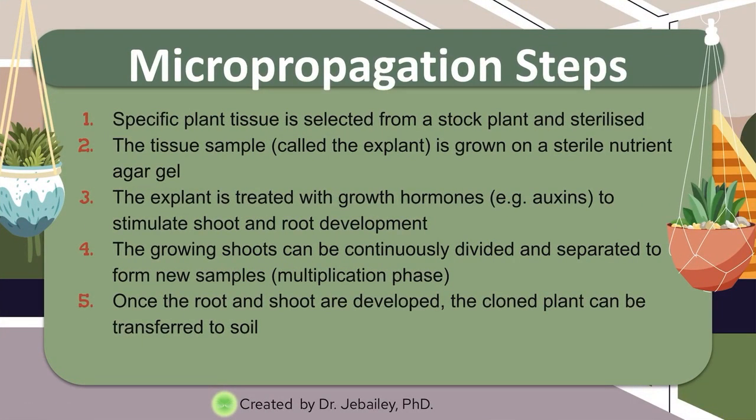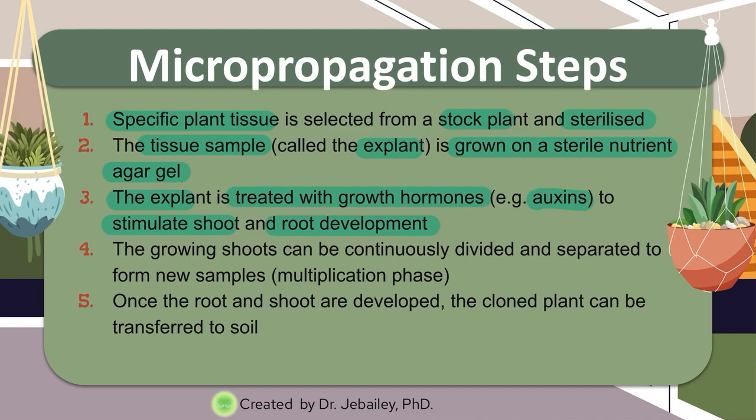So how does it work, the steps? A specific plant tissue you want to work with. That means choose the plant you want to work with. And of course, it can be from different types of plants. You're going to sterilize them. The tissue sample, which is known as the explant, is grown in a sterilized nutrient agar gel. The explant is treated with a growth hormone, like for example auxin, to stimulate the shoot and root development.